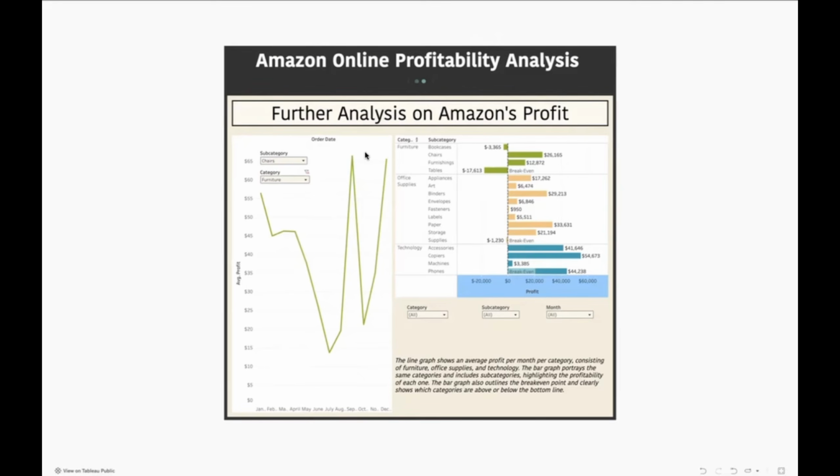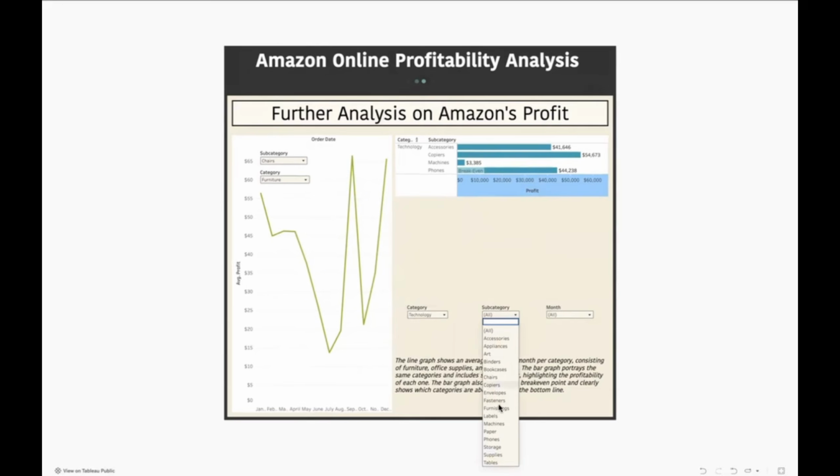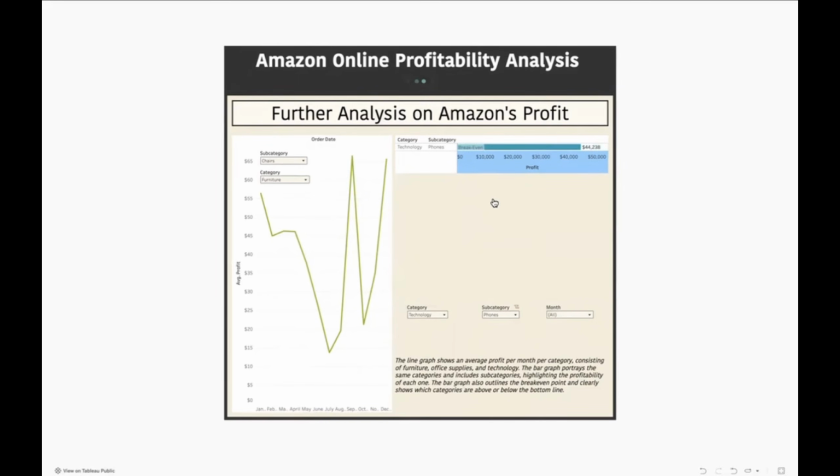There's always the option to view the categories in more detail. If you wanted to see for yourself just how profitable phones are, you could select the technology category and then click on the phones subcategory, like so. This shows the phone's profitability throughout the entire year, but if you would like to see a specific month, say April, you would also have the option to do that. This analysis clearly demonstrates that both location and product selection are crucial factors in Amazon's profitability strategy.